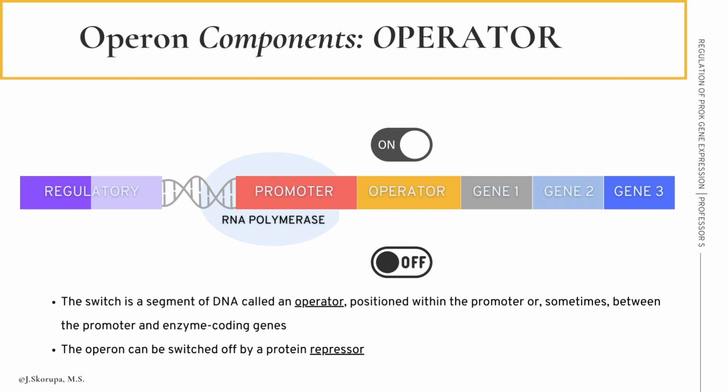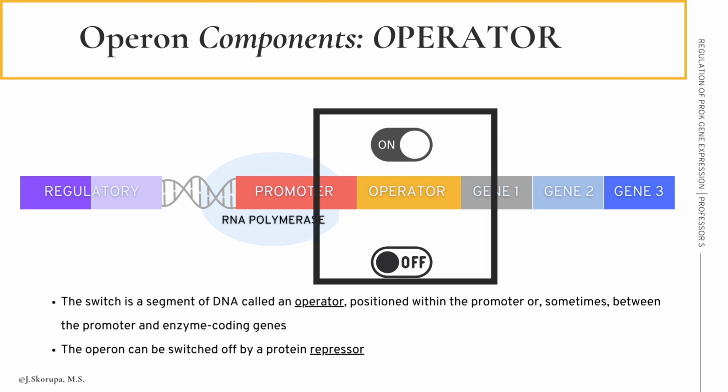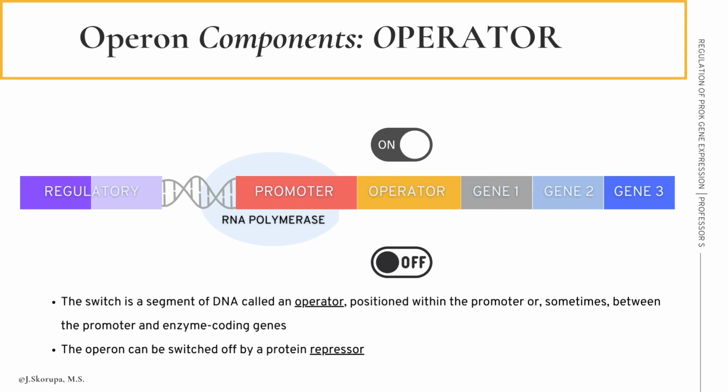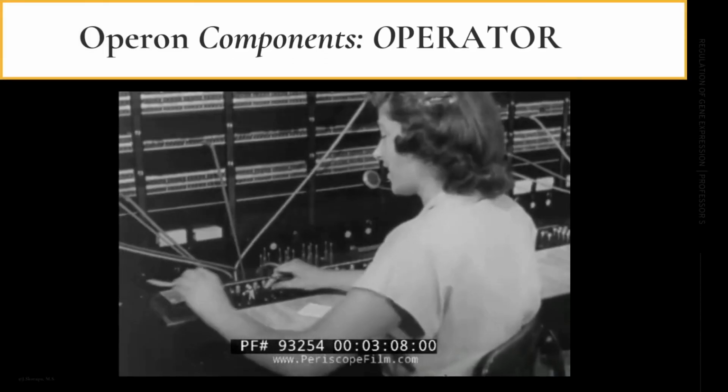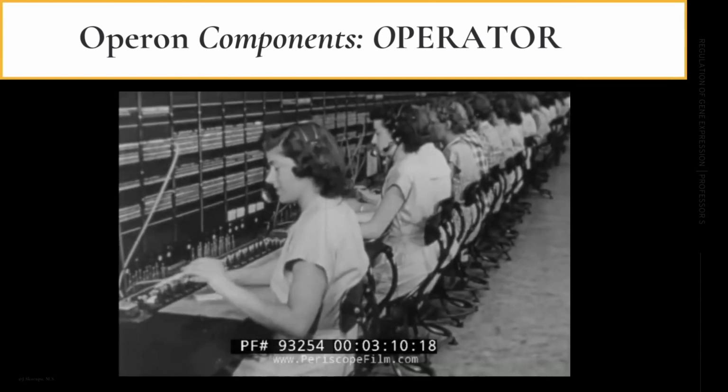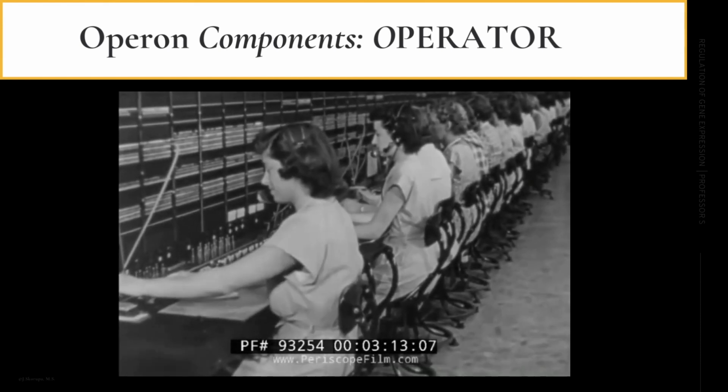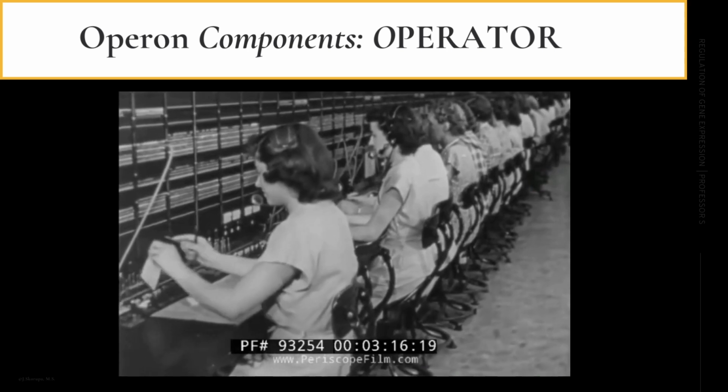Now we talk about the operon having an on-off switch. This is called the operator. The switch is a segment of DNA called an operator, positioned within the promoter or sometimes between the promoter and the enzyme coding genes. The operon can be switched off by a protein repressor, and we'll see this in a moment. To help remember the role of the operator as the switch, think of the switchboard operators of the early 20th century. You may have seen something like this in a movie or show.